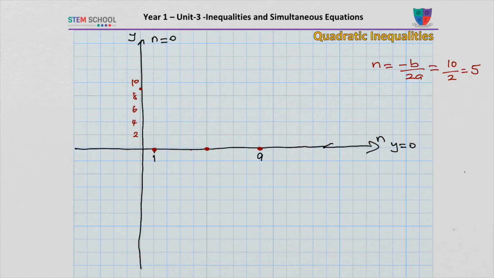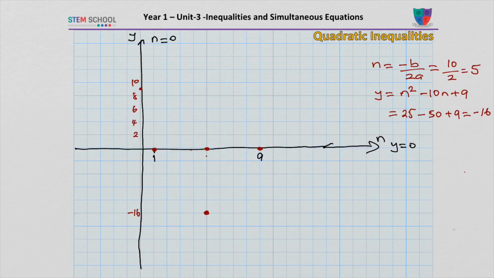We can also find the value of y at the turning point because we know that y equals n squared minus 10n plus 9. n is 5, so you're going to get 25 minus 50, that's 5 times 10, plus 9, and that will be minus 25 plus 9, that's minus 16. So at the turning point, let's say this is minus 16 here. That would be the value at the turning point.